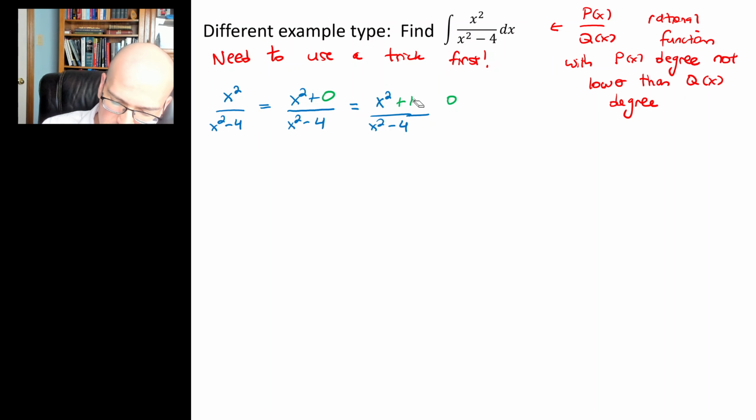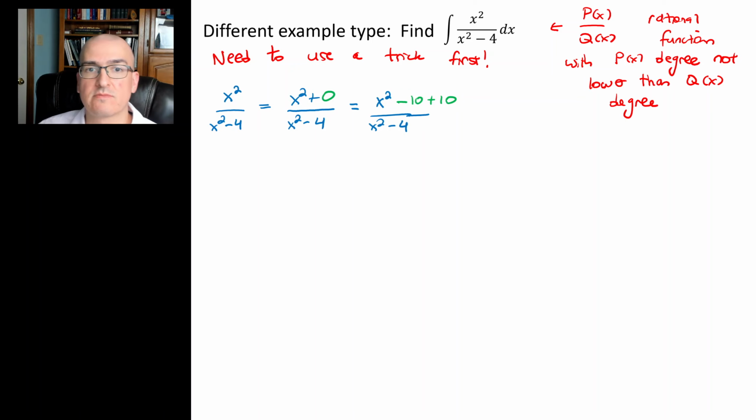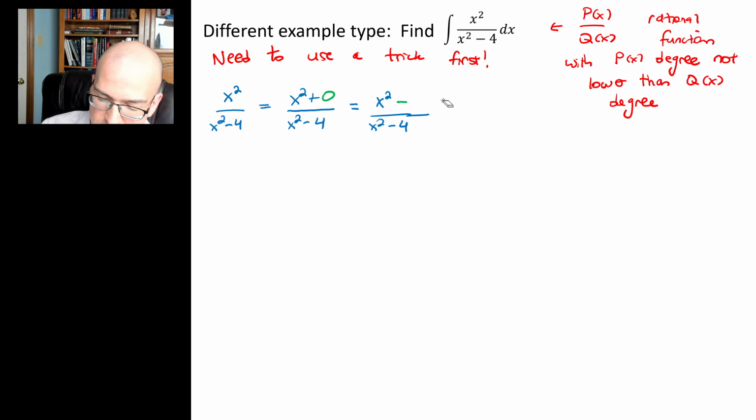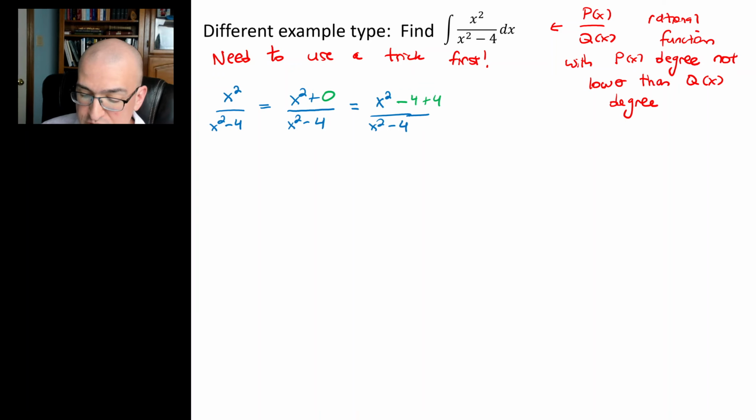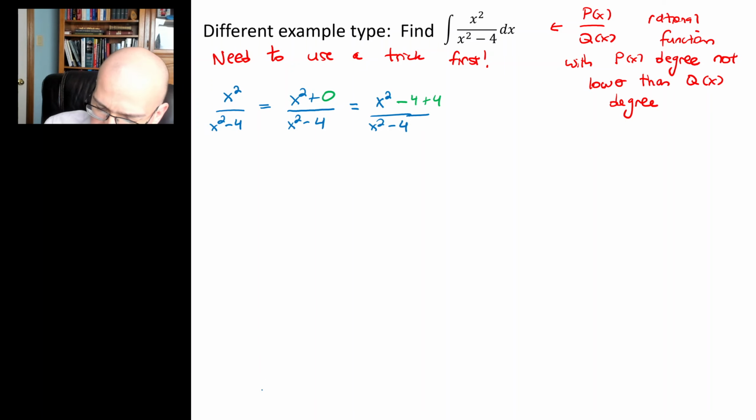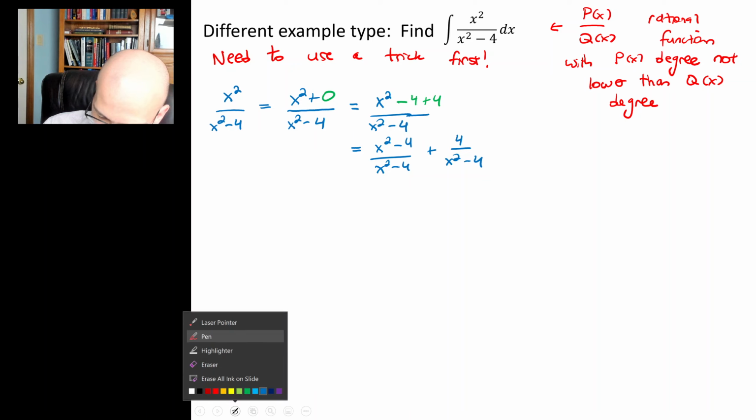I added 10 and then took 10 away. I could also subtract 10 first and then add it. That's another way to add 0, but that's not helpful either. What I'm going to do is subtract 4 and add 4. I'm choosing 4 because of what's in the bottom. Why is that nice? Because I can use a fraction rule. I can write this as x squared minus 4 over x squared minus 4 plus 4 over x squared minus 4. I maintain the color coding.